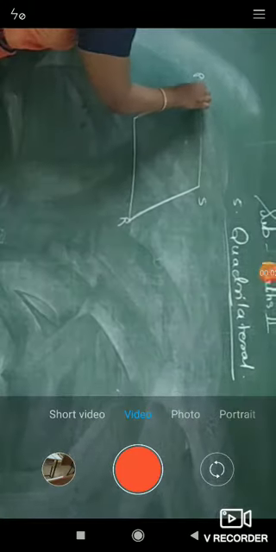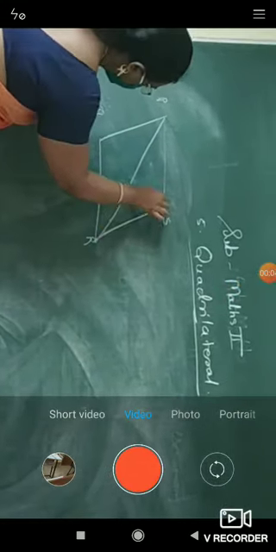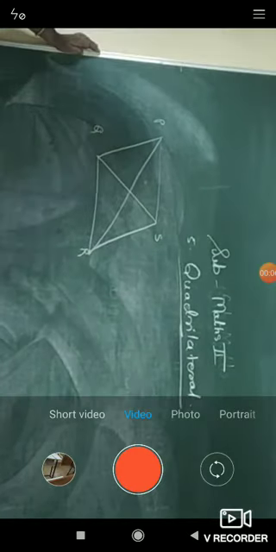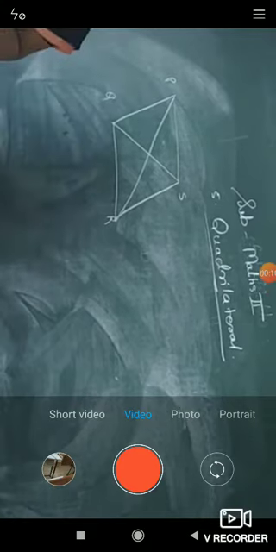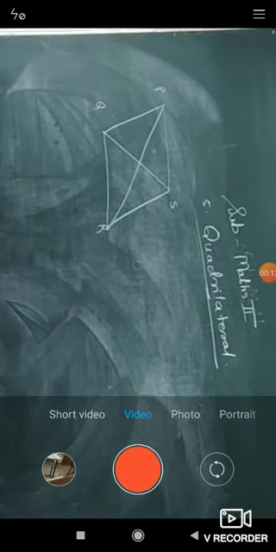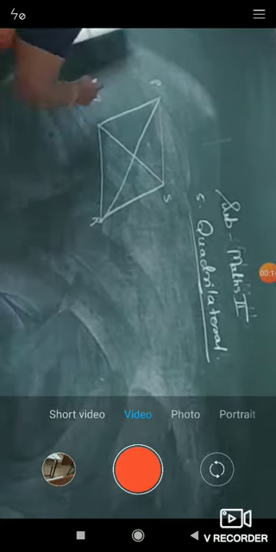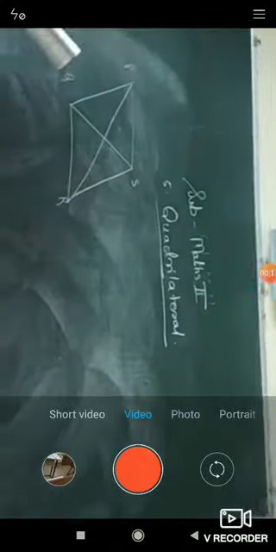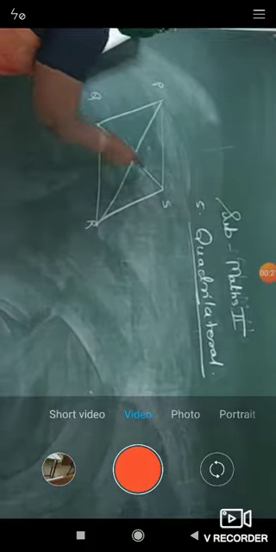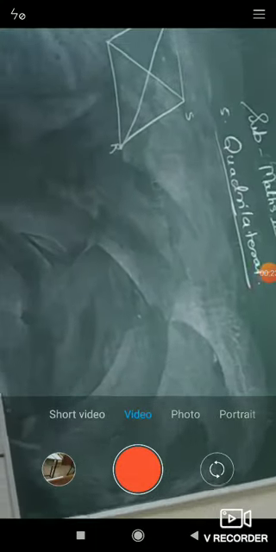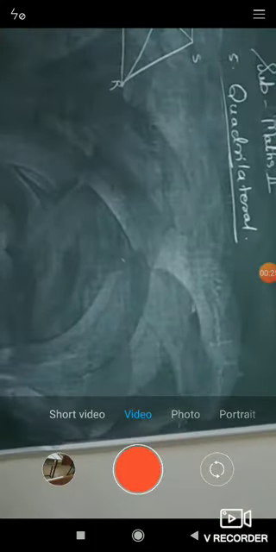Okay, and PR and SQ, these two are the diagonals. So in this activity, what they told us: draw a parallelogram PQRS. Then they told you to draw diagonals PR and QS. Next, denote the intersection of the diagonals by the letter O. This is the intersection of the diagonals.